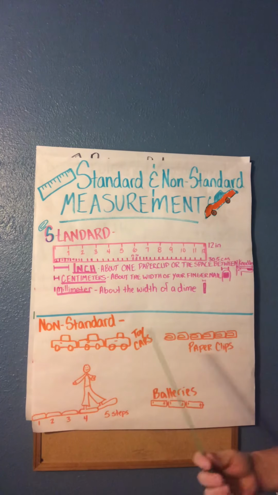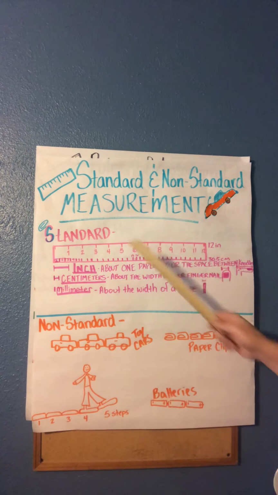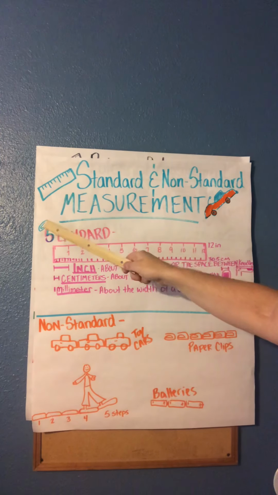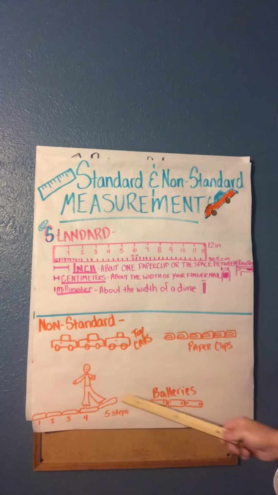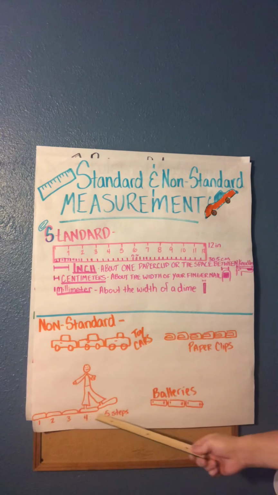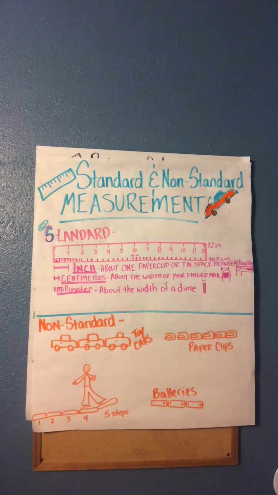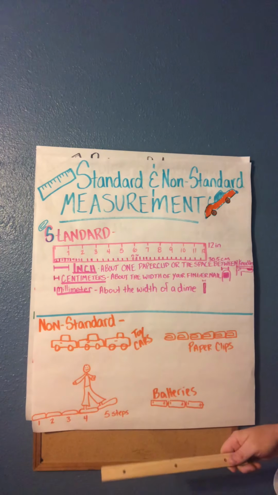So I'm going to stay mostly out of the shot so you can see the poster, but you can see all the things I've drawn around. You've got a ruler and a paper clip, toy car, more toy cars and paper clips, batteries, and this guy is just using his footprints to measure. So you can pretty much tell probably what the difference is just by glancing at the poster.